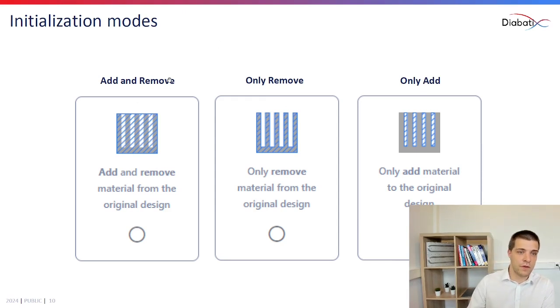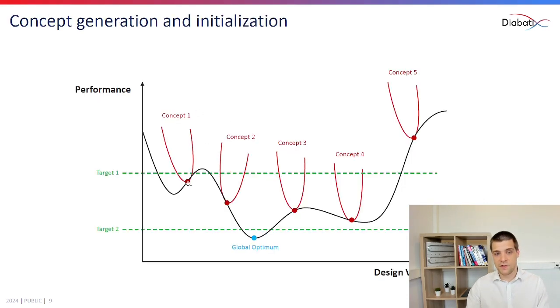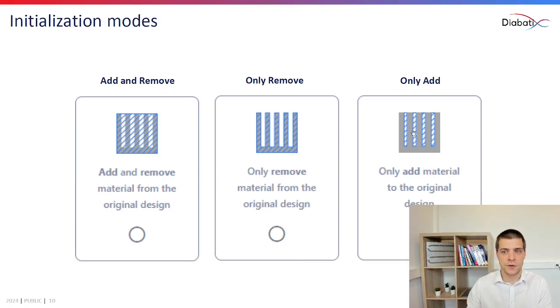While for the add and remove mode, it is a combination of both. ColdStream can add material in between the channels of your initial design, or it can take away material from your initial design. So this is, of course, more powerful, and this is the mode that can get you from concept 1 to the global optimum. But in certain scenarios, and that's something that we'll cover later, one of these makes more sense.